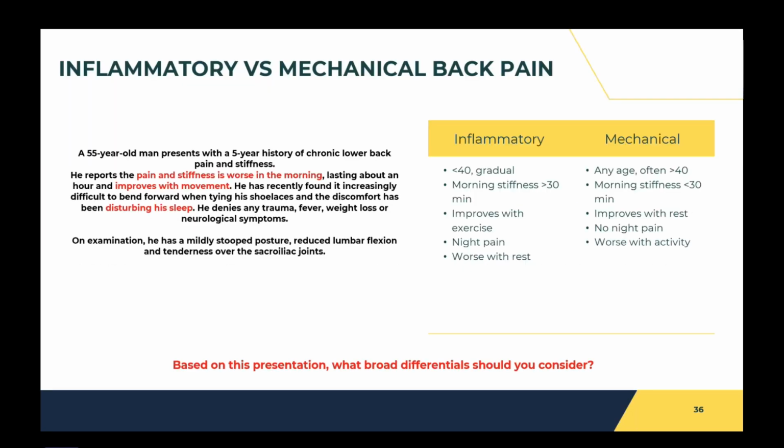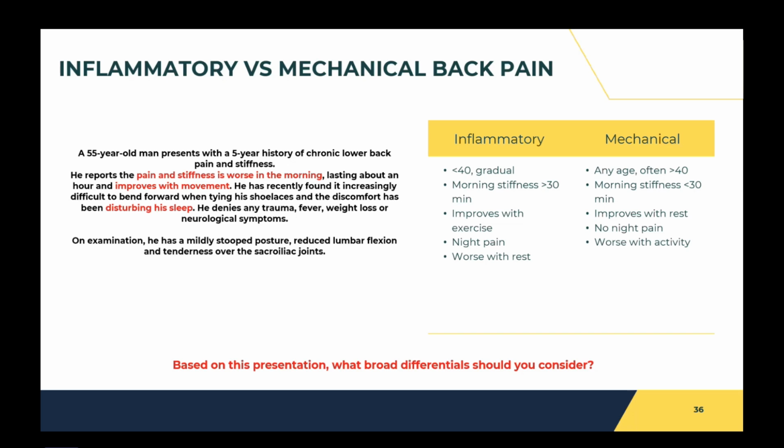So if we just go through this table, inflammatory back pain tends to occur below the age of 40, and its onset tends to be gradual. If morning stiffness is present, it tends to last over 30 minutes, and the pain and stiffness improves with exercise. You tend to get night pain with inflammatory back pain, and it's worse at rest.